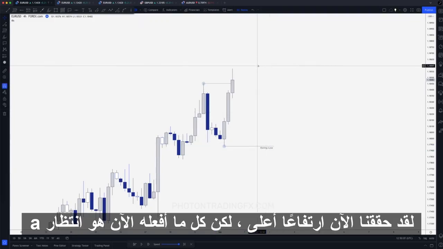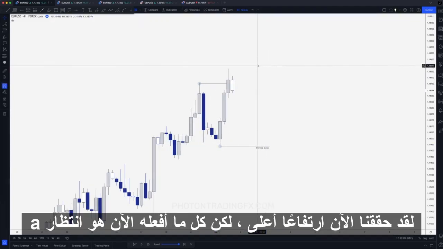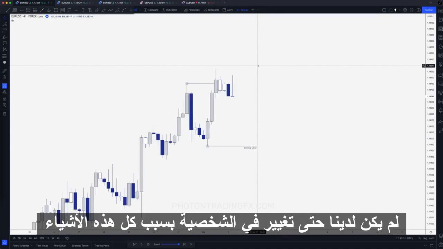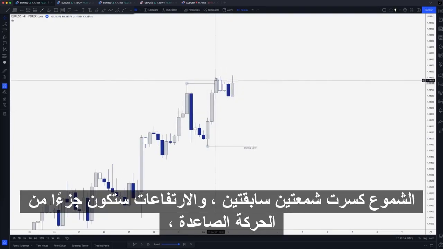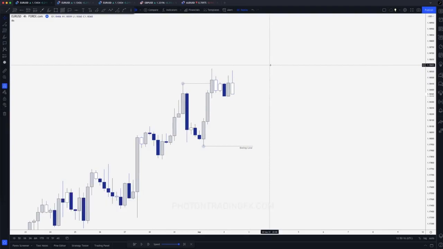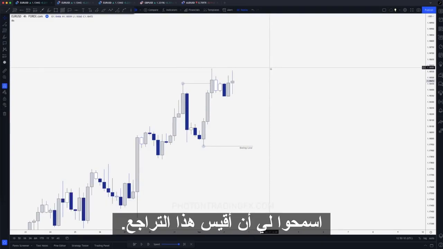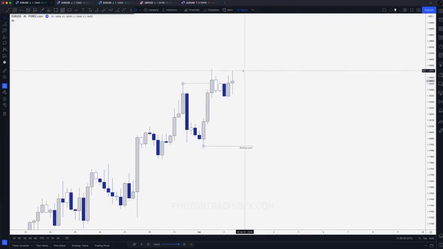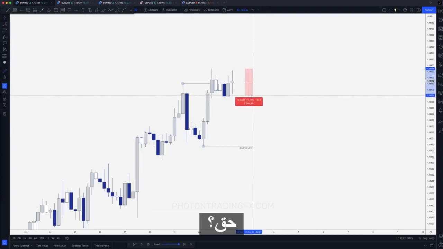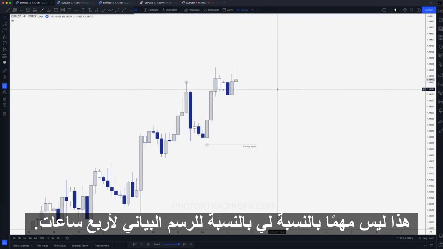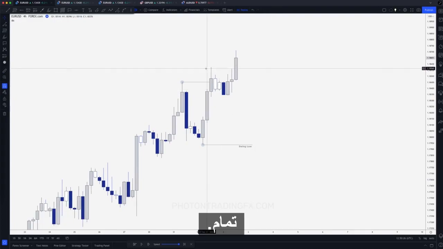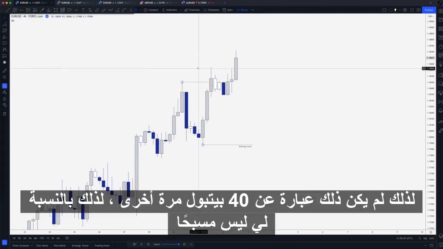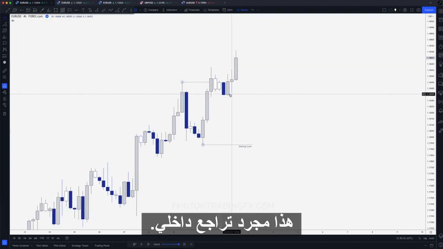We've now made a higher high, but all I'm doing now is waiting for a 40 pip pullback. We haven't even had a change of character, because what? All of these candles broke the prior candle's high. It's all part of the up move. Nothing's happened yet. Let me measure this pullback. We've only pulled back 23 pips. That's not significant for me for the 4 hour chart. Now we've taken out this high, but that wasn't a 40 pip pullback, so that to me is not a swing pullback. That is just an internal pullback.